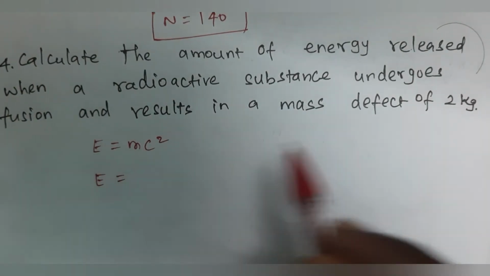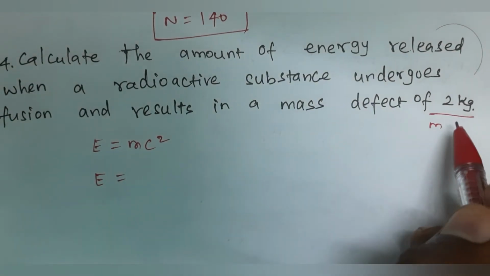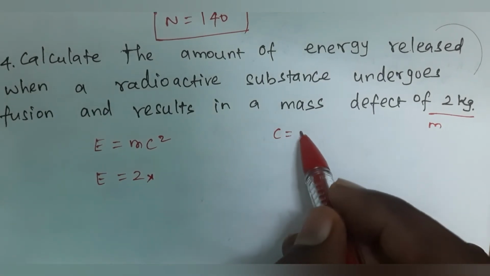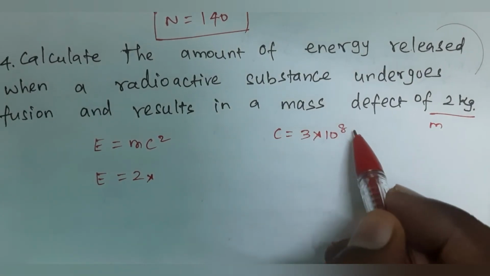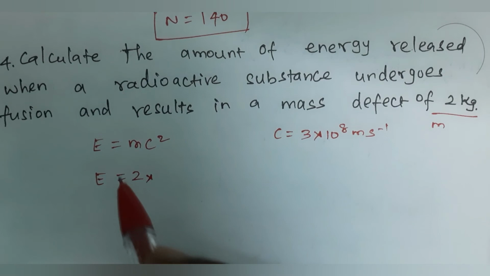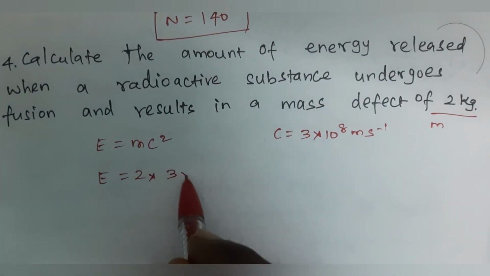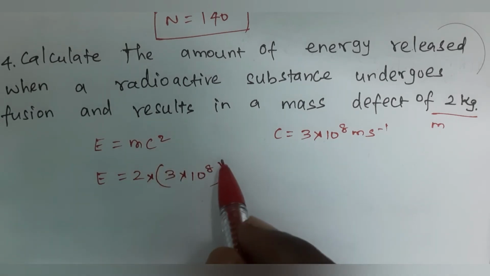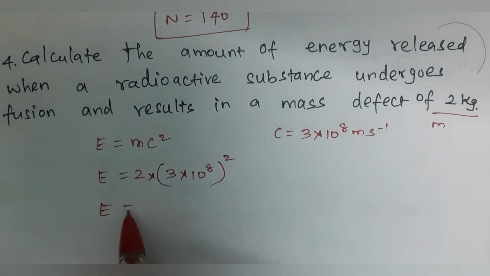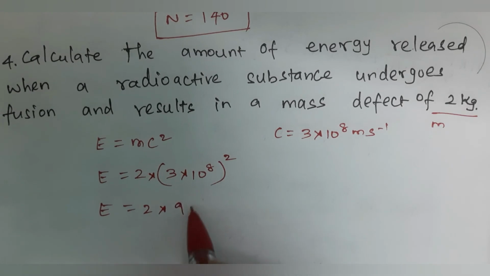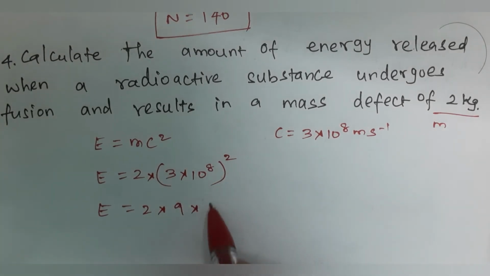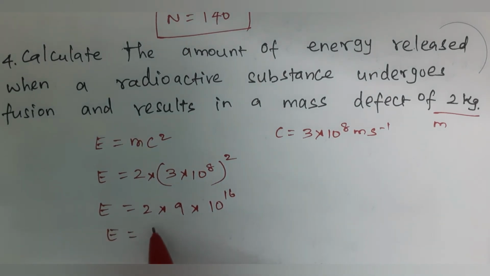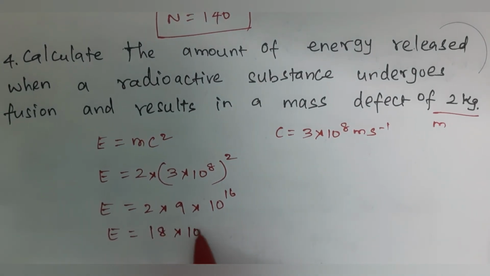E is equal to mass, given in the question, 2 kg. M is 2. C, we know that C is nothing but the velocity of light, 3 × 10^8 meter second power minus 1. So C value 3 × 10^8, whole square. Then E is equal to 3 square 9, 10^8 whole square is 10^16. Then E is equal to 2 nines are 18 × 10^16.